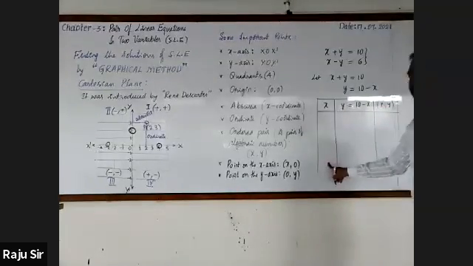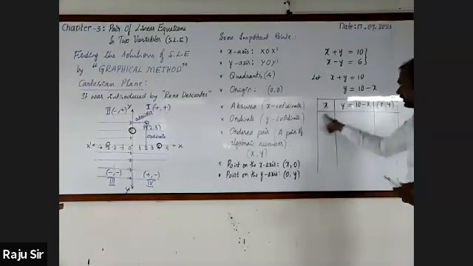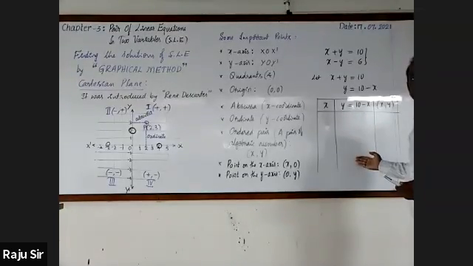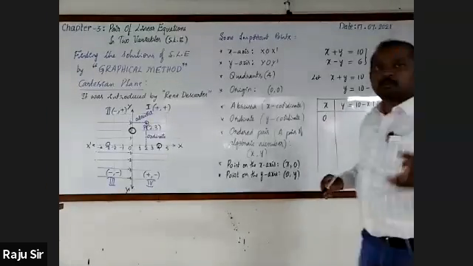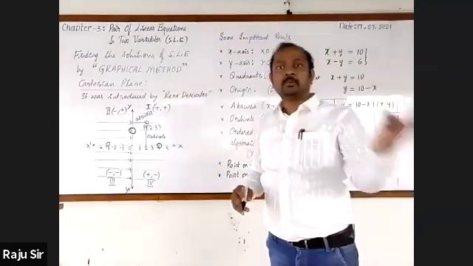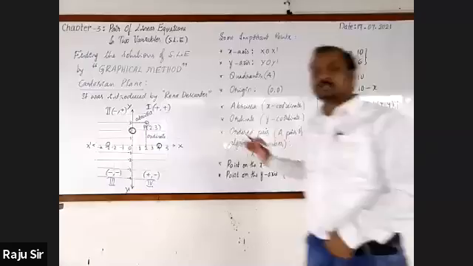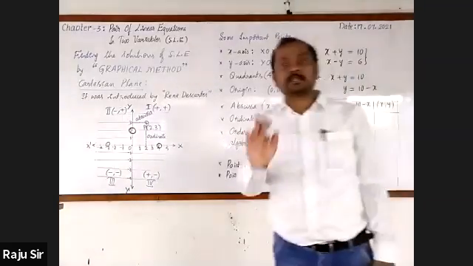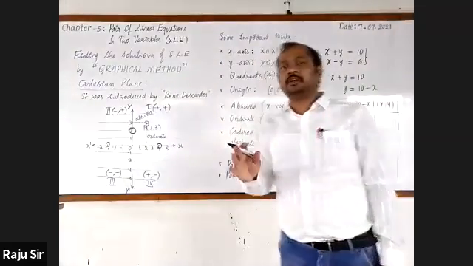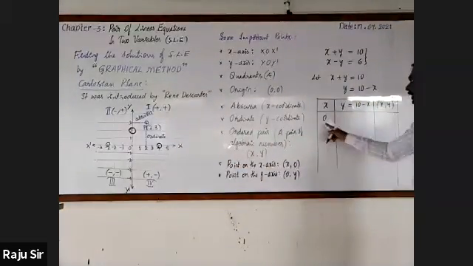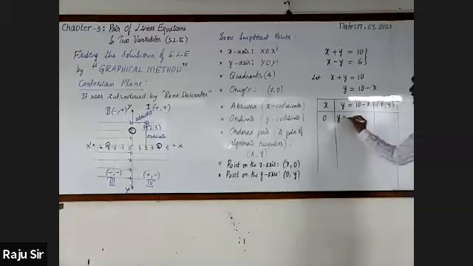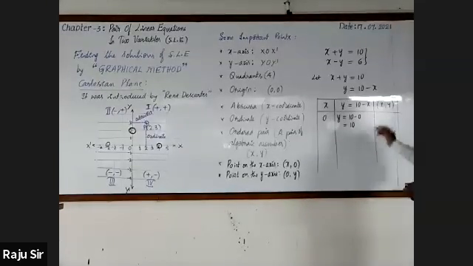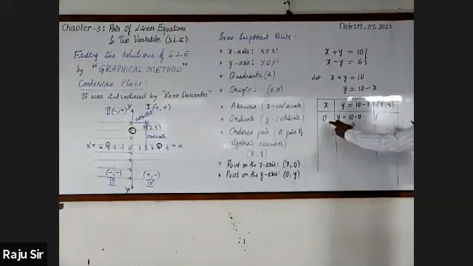Next, by choosing values for x, we will find y. Suppose you take x as 0, you may take x as plus 1, minus 1, plus 2, minus 2, plus 3, minus 3. But in general, we will go for integers. If I take 0 in place of x, here only you can show the calculation. y equals 10 minus 0, it is 10.